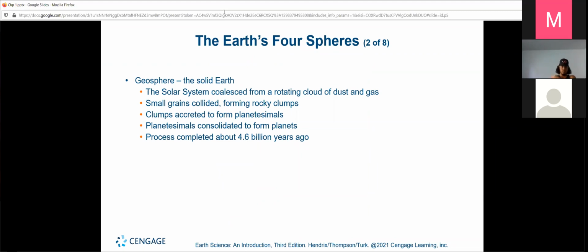So let's dive a bit deeper into these 4 spheres, starting out with the geosphere, the solid Earth. You may have learned in high school science class about the idea of the planets condensing around the gravity of an object at the beginning of the solar system, the beginning of the galaxy, coalescing, if you will. That is the standard model for the formation of planets. You have the Big Bang happen, expansion of space-time, what have you. We'll get a bit more into that later on in the chapter.